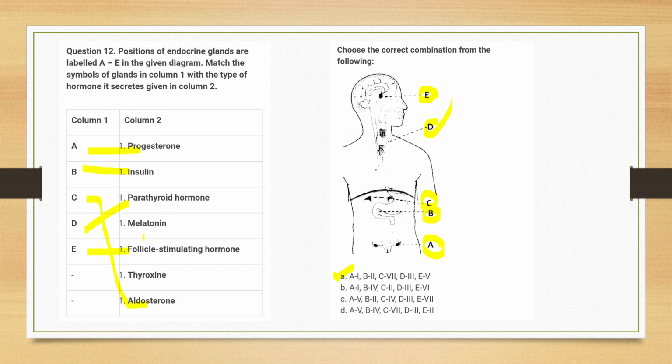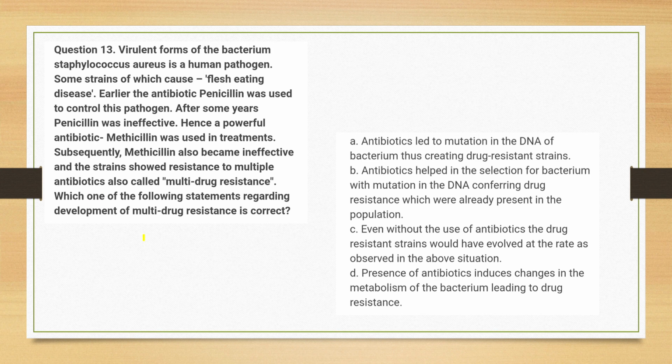Okay. Now coming to the last question. Virulent forms of the bacterium Staphylococcus is a human pathogen. First, the antibiotic penicillin was used to control this pathogen. After some years, penicillin became ineffective. Then methicillin was used, and methicillin also became ineffective after some years, and the strain shows multi-drug resistance. Okay, why does this occur?